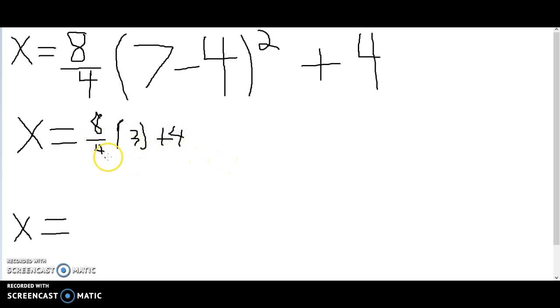Now the next step in PEMDAS is E, the exponent. And so we're going to have to solve this 3 to the second power here. And like we talked about earlier, that means 3 times 3, which is 9. So we're going to do 8 over 4 times 9 plus 4.